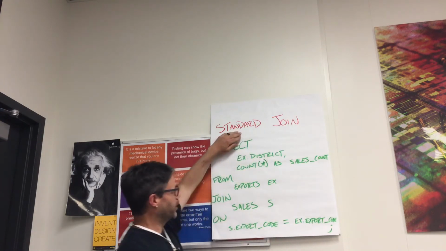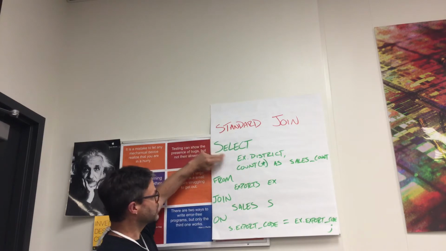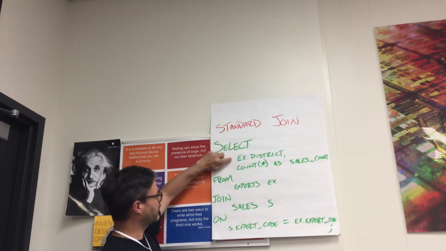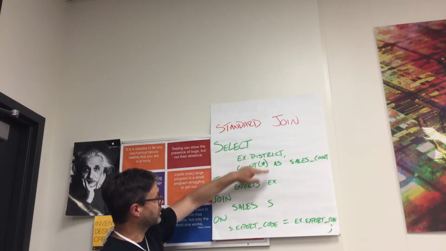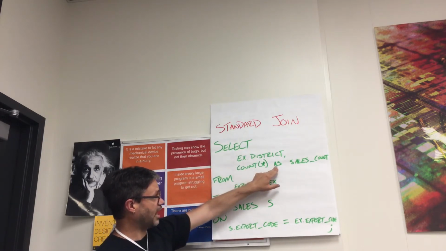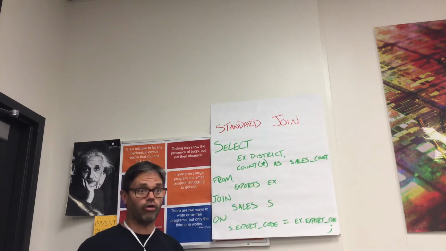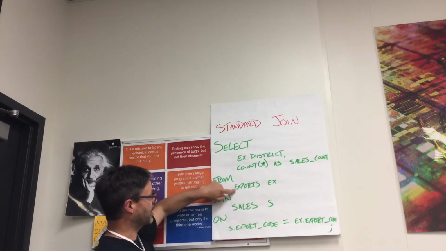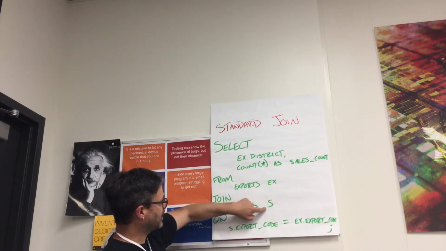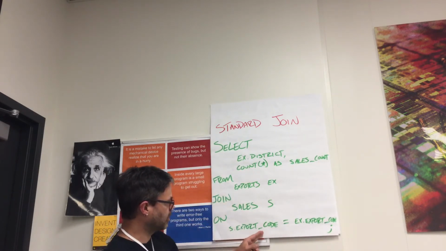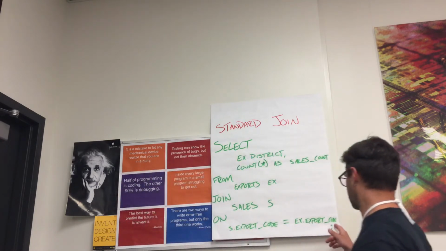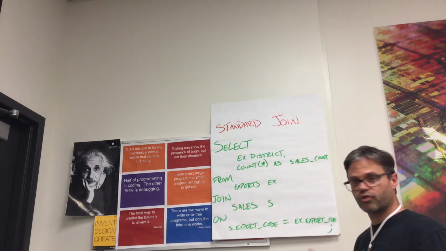So with our standard join, we start off with our select keyword, of course. Then we select the columns we want to look with. In this example, you have x.district, comma, and then count(*) as sales_count. So I'm going to get all of the sales for this match. And so I'm going to do from exports x, join sales s on s.export_subcode equals x.export_subcode, semicolon. So we've got our standard regular join approach.